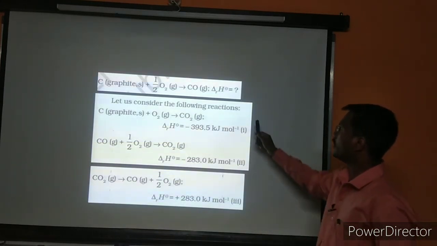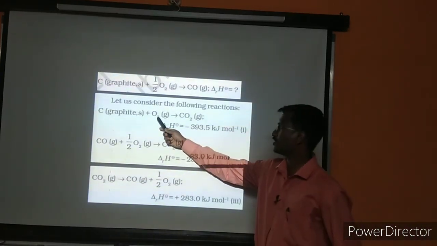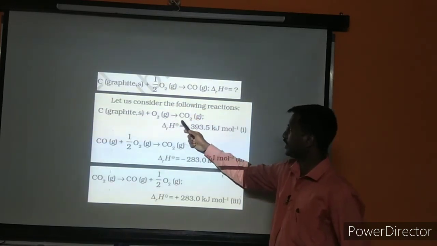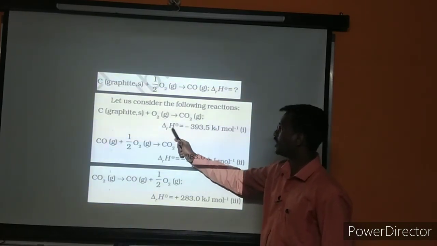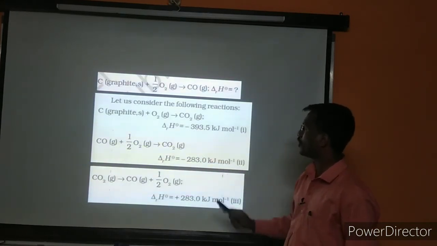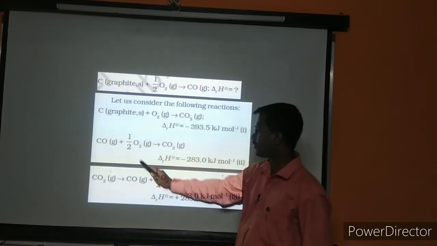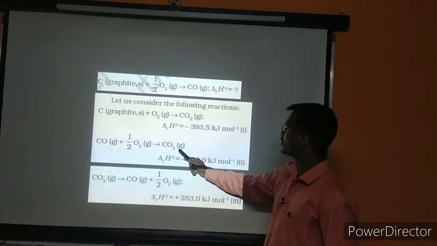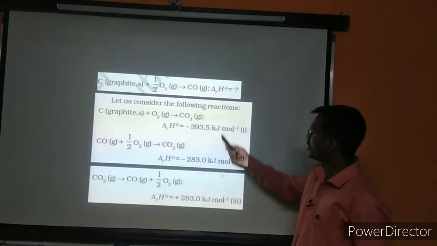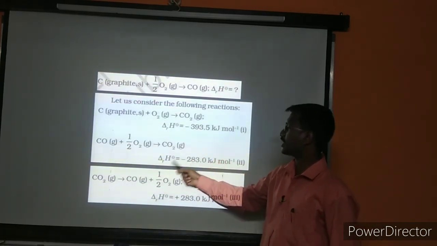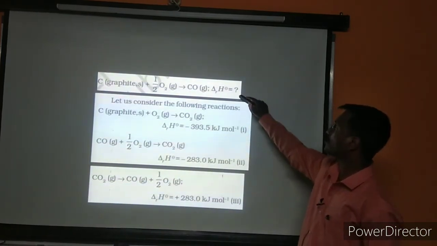In this condition, we have separate reactions. When carbon reacts with a full oxygen, one mole of oxygen, it gives carbon dioxide. The enthalpy of this reaction is minus 393.5 kilojoule per mole. We also know the enthalpy of the reaction where carbon monoxide reacts with half of the oxygen to give carbon dioxide. Here we have carbon and here carbon monoxide. In these two reactions we know the standard enthalpy of the reaction, but using these two it is possible to calculate the first one.